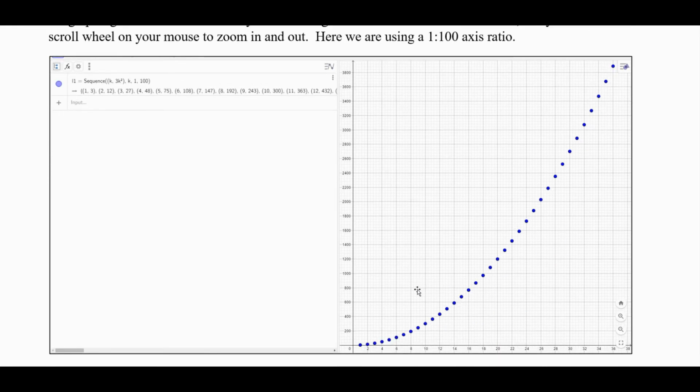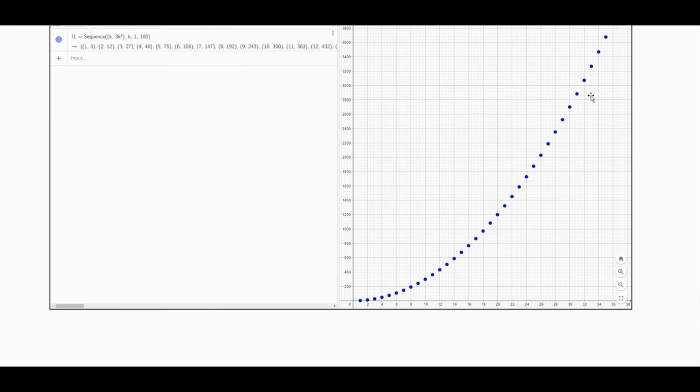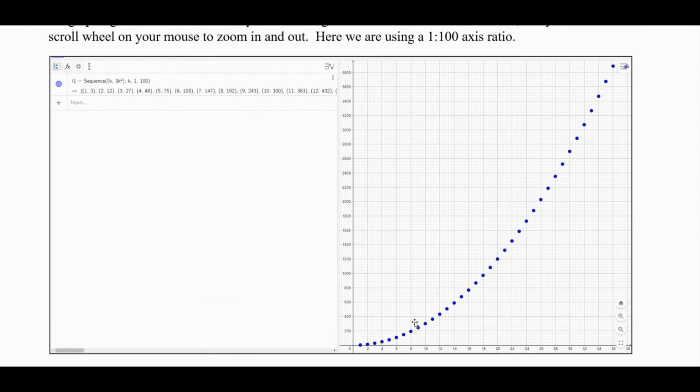And you can use this, like I said, you can use the scroll wheel to zoom in and out. So a little playing around with that, I was able to come up with this graph, which I think shows a pretty good idea of what's going on. And you can see the shape that's being formed here. But again, it's isolated dots.